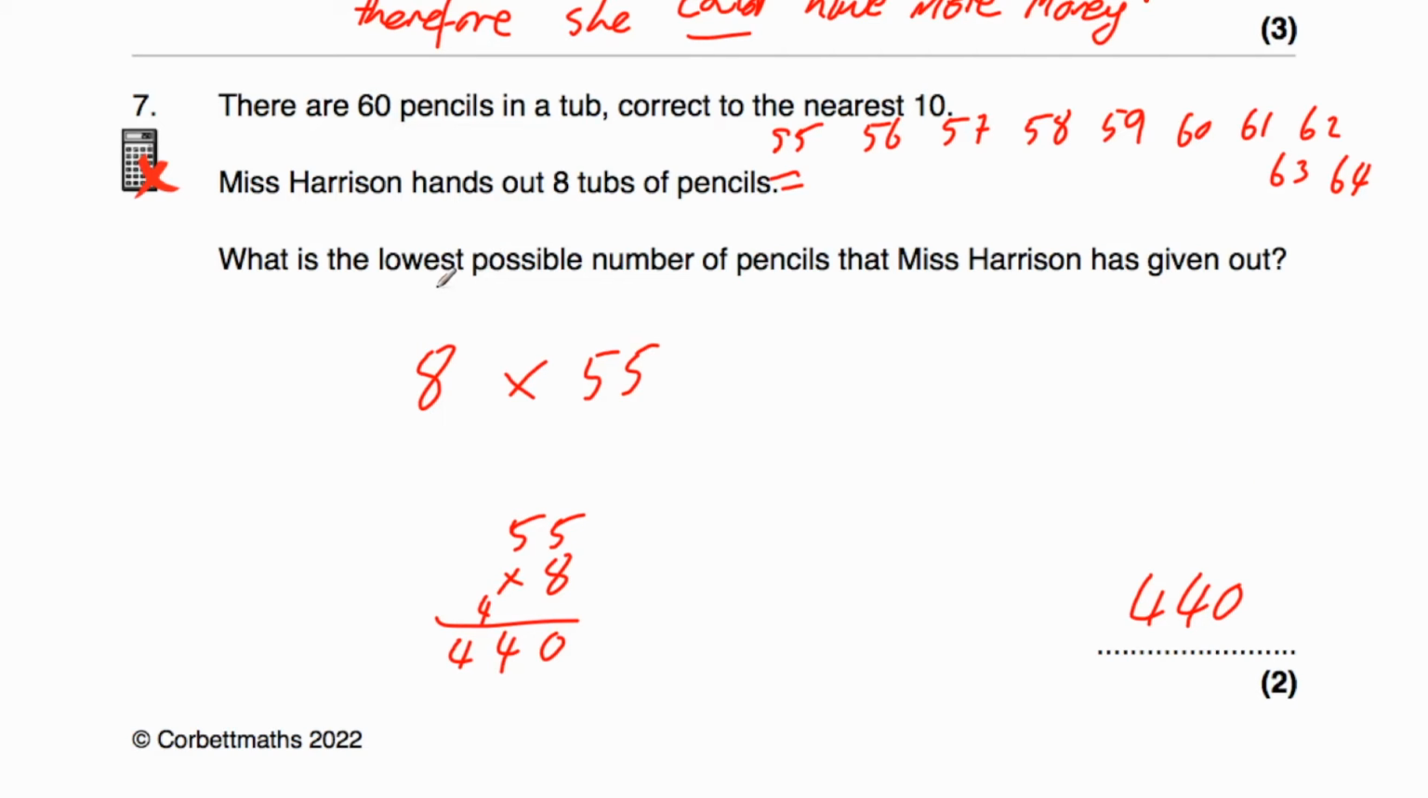If the question asks us what's the greatest possible number of pencils that Miss Harrison could have given out, we would have done 8 times 64, and that would have told us the greatest possible number of pencils that Miss Harrison gave out. Okay, question number 8.